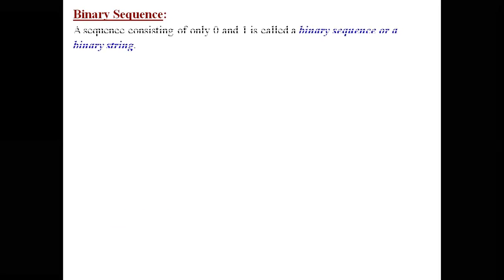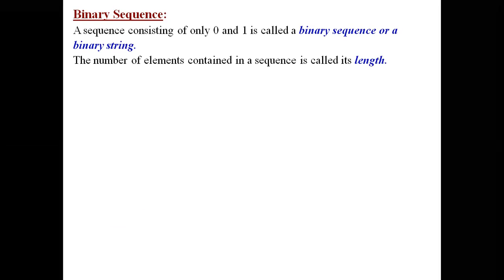First, let us understand the definition for binary sequence. A sequence consisting of only zeros and ones is called a binary sequence or a binary string. So any sequence that consists of only zeros and ones is called a binary sequence. Alternately, it is also known as binary string. The number of elements contained in a sequence is called its length.